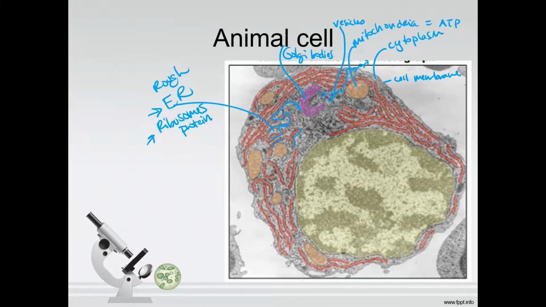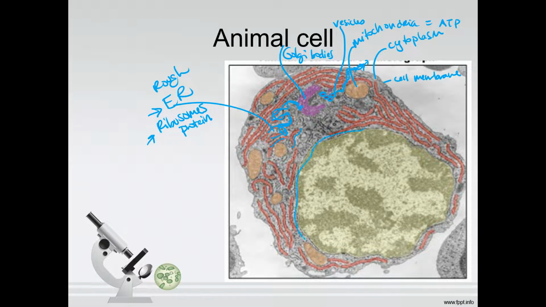So if this is like a pancreas cell and its job is to make insulin, the insulin will be made by those ribosomes, and the insulin will be transported through the ER to the Golgi. The Golgi will put the insulin into those bubbles, those vesicles, and then the insulin will be released from the cell.